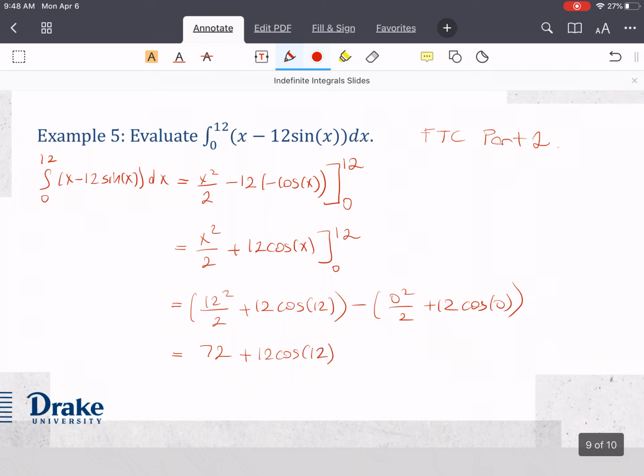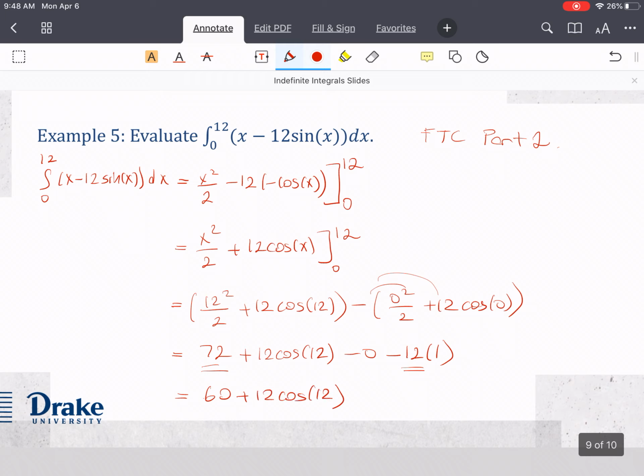And then we're going to say minus 0, so basically distribute this negative. And then minus 12 times cosine 0, which is 1. So then what we get here is 72 minus 12, because 12 times 1 is 12. We get 60 plus 12 cosine 12.